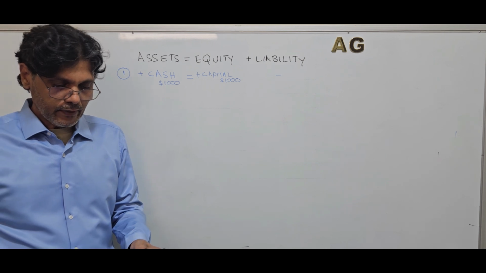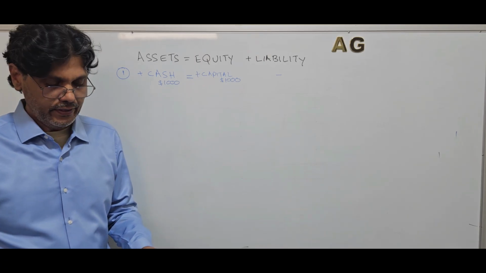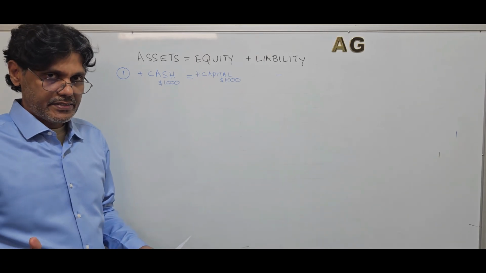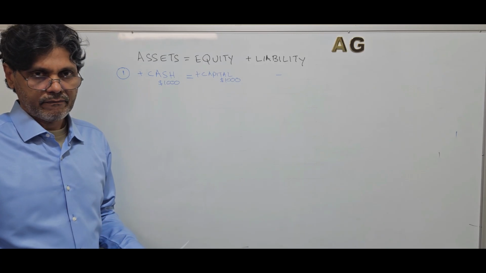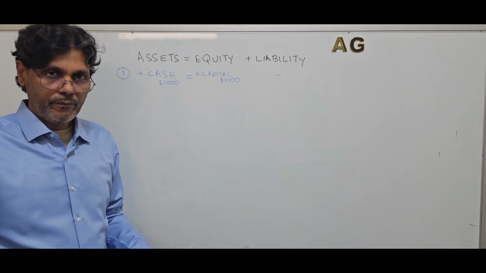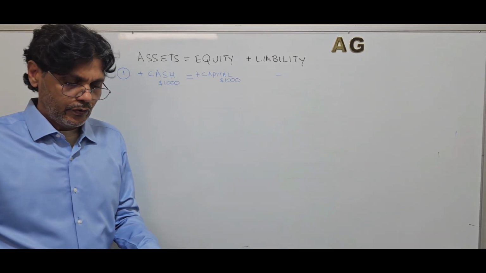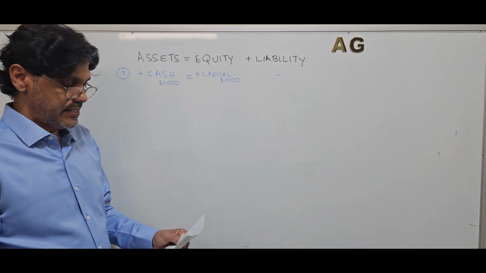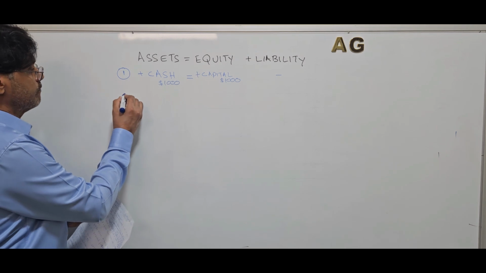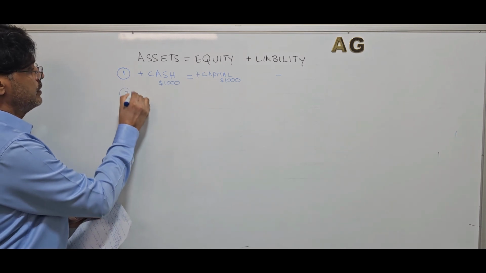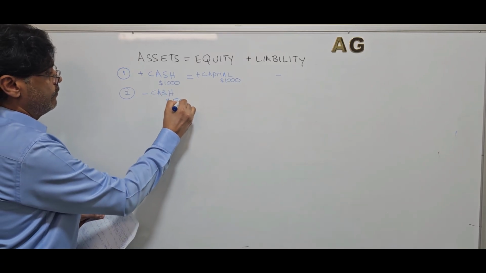Second one, paid $150 rent in cash. Rent is an expense. Any business organization, to run its business activities, needs an office or premises for which it has to pay rent. So rent is an expense which the company has paid in cash. Therefore, the business's cash balance will reduce by $150.